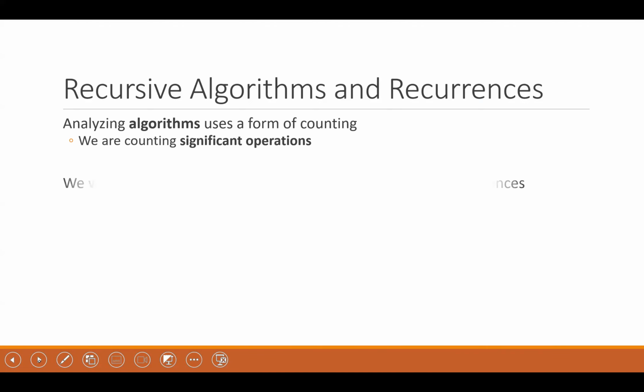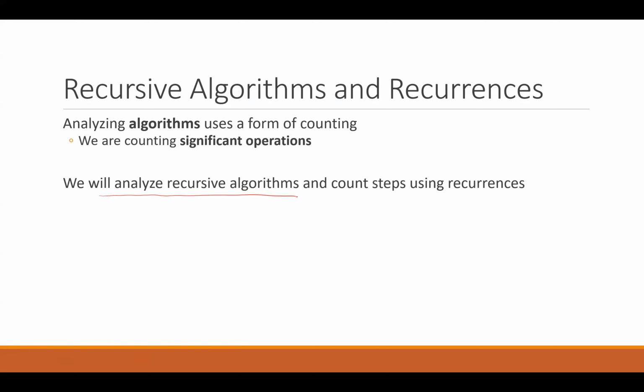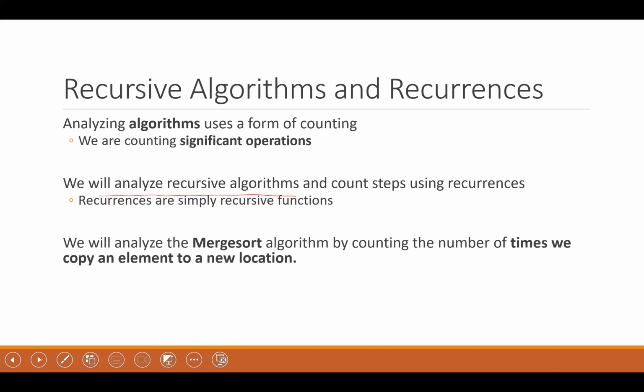So this is counting significant operations, and we're going to analyze recursive algorithms and count steps using recurrences, which are simply recursive functions. So we know how to analyze a recursive function. We have a base case, we have a recursive case, and we have a guess at a closed form. That's what we're going to do today. When we analyze Mergesort, how we arrive at that guess is going to be a little bit different.